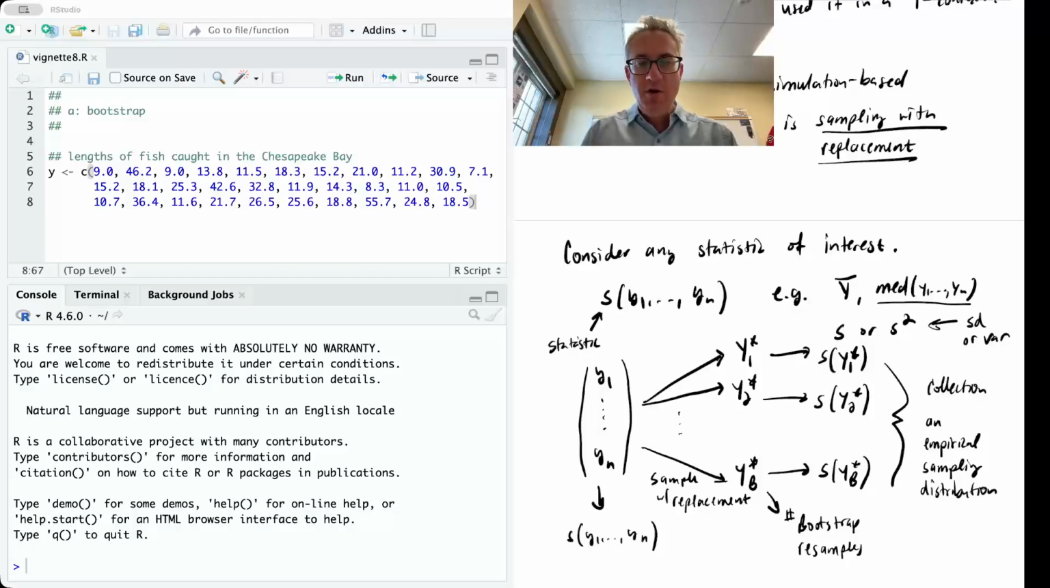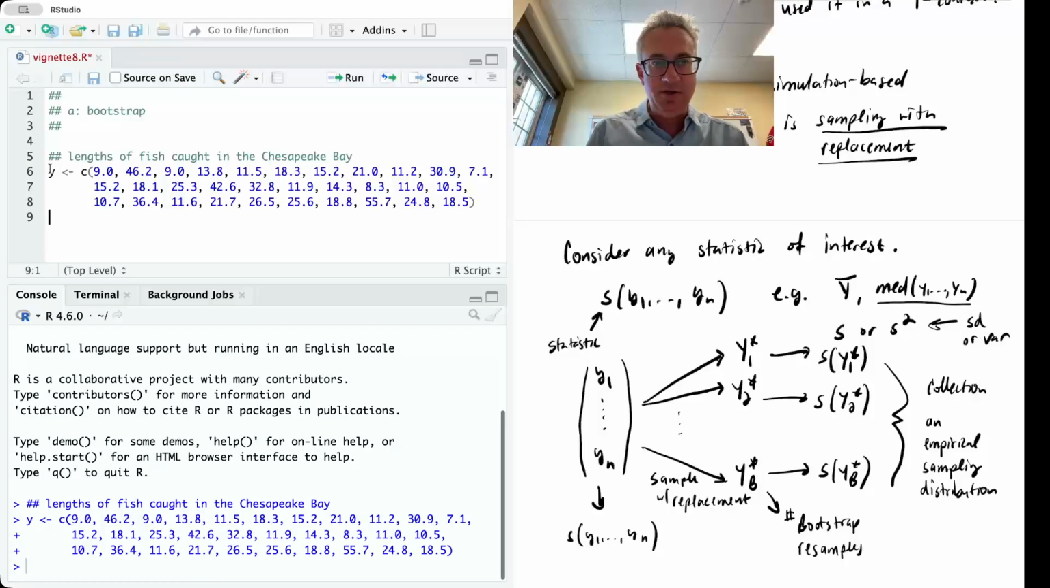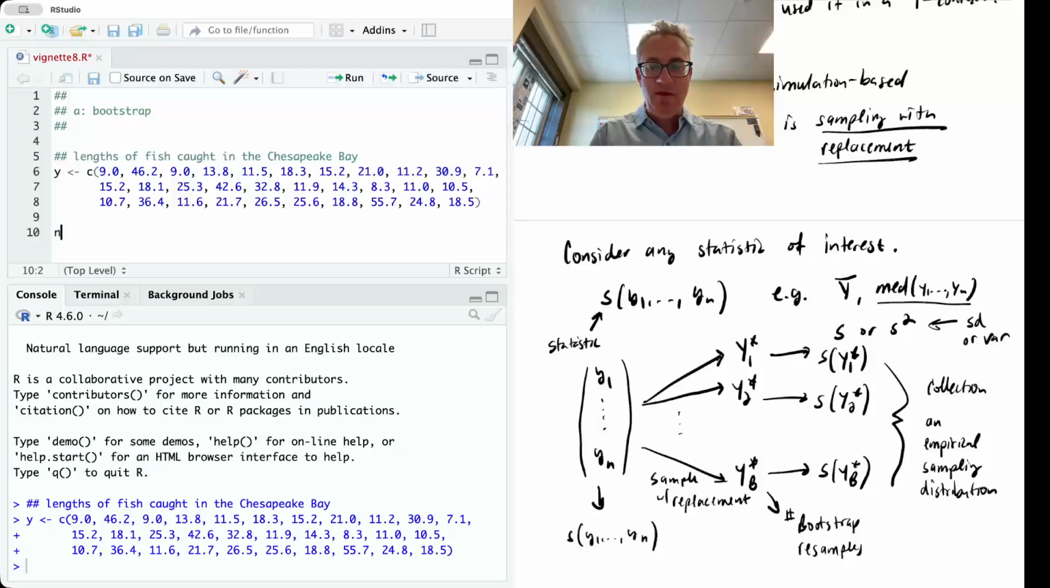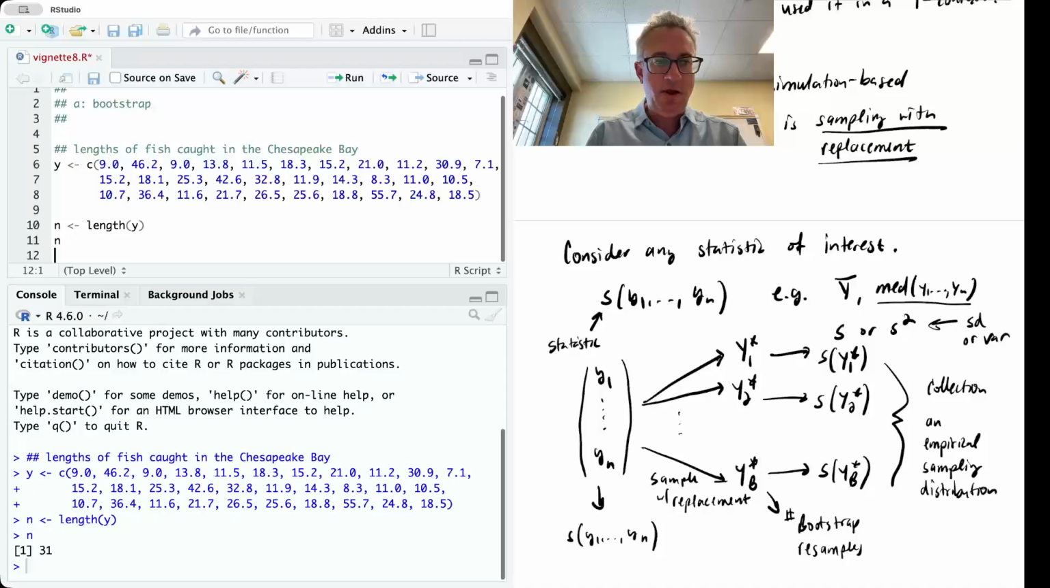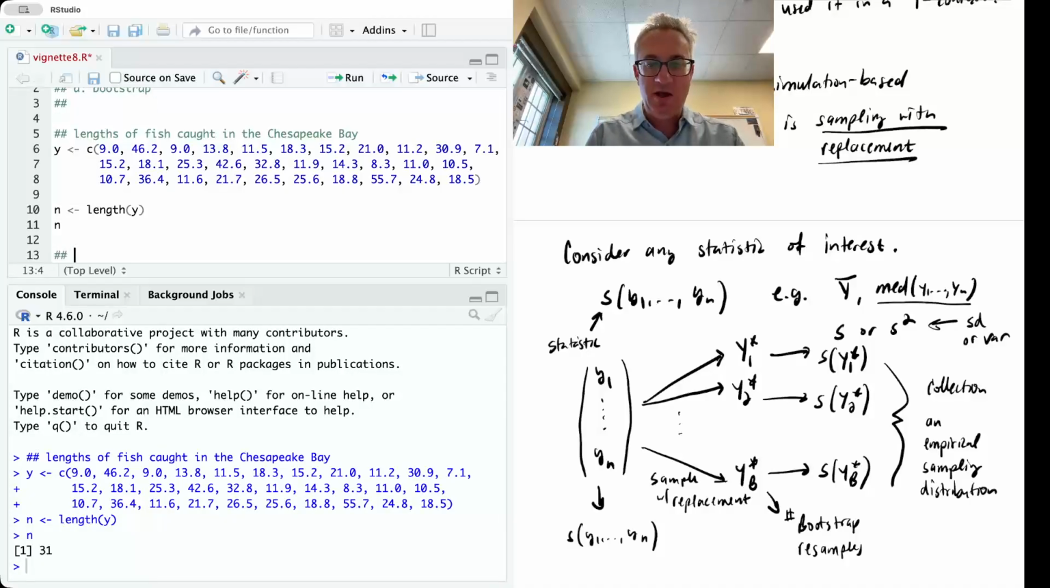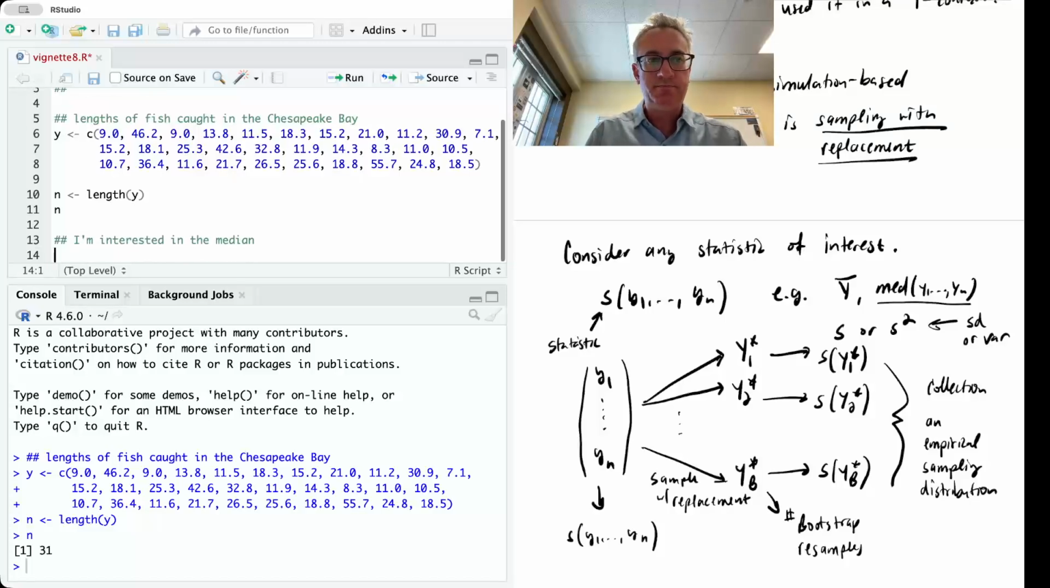So let me show you what I mean by going over to R. Here's some data. These are lengths of fish in inches caught during a fishing tournament in the Chesapeake Bay. Okay, so how many observations do I have? I have 31 of them. And suppose I'm interested in the median.